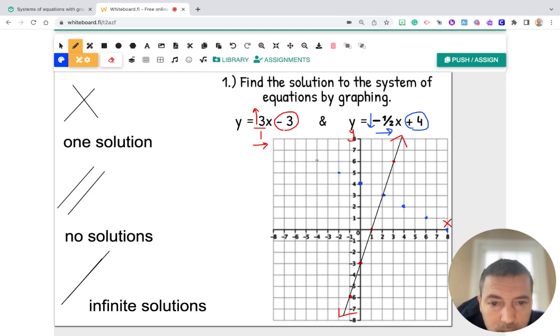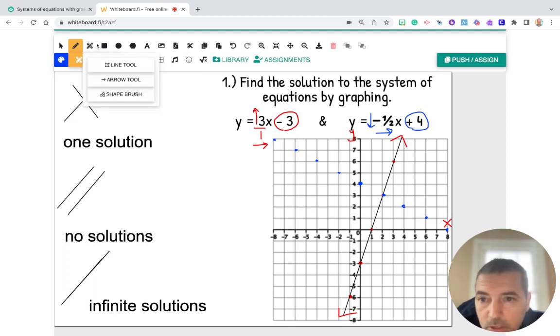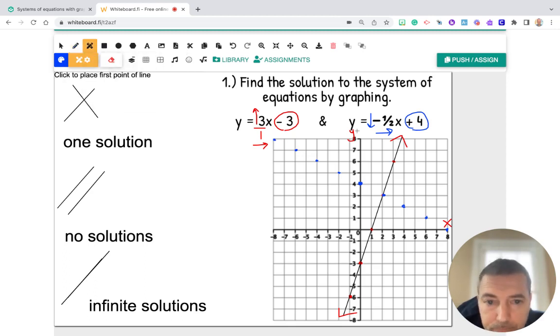You'll see how it extends the line. It makes the line longer. Up 1, left 2, up 1. All right, once I got all my dots on there, do the same thing. I'm going to draw my line through it.